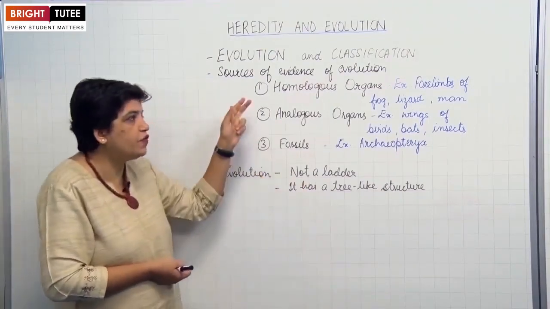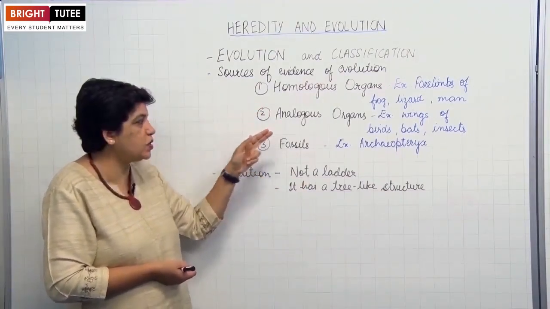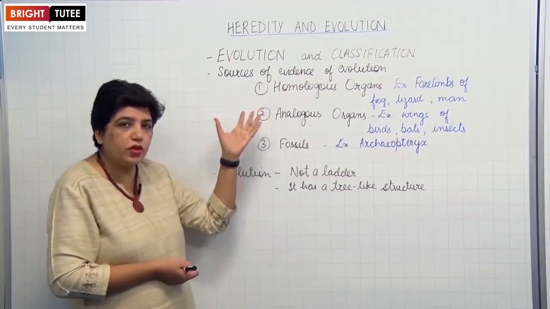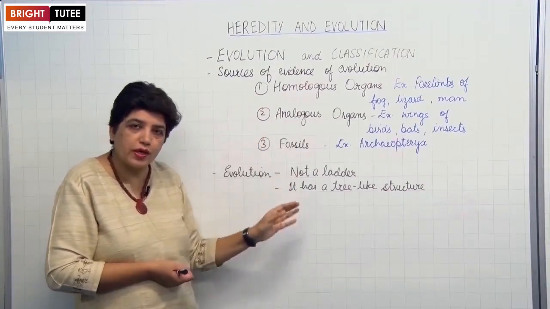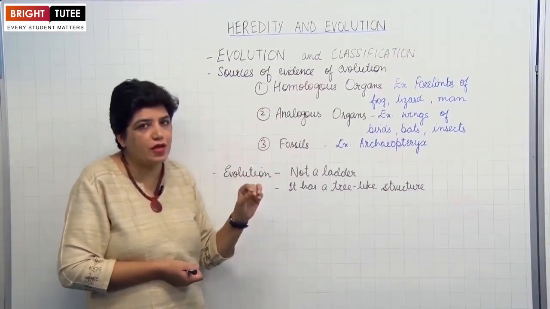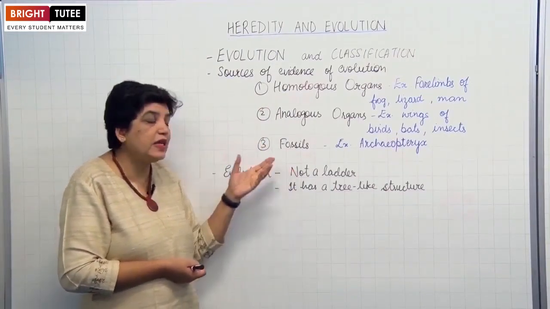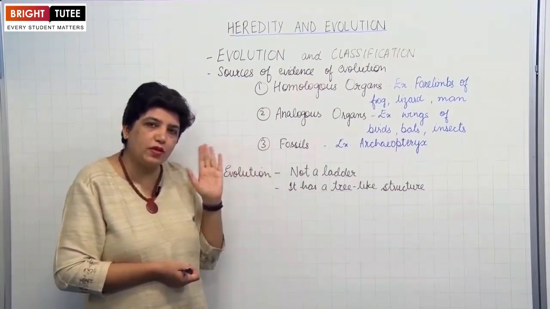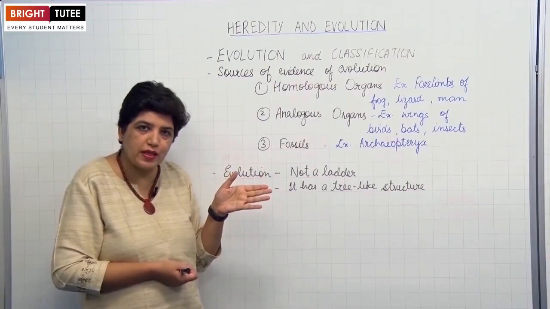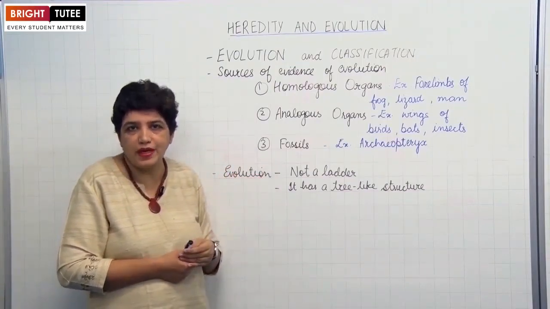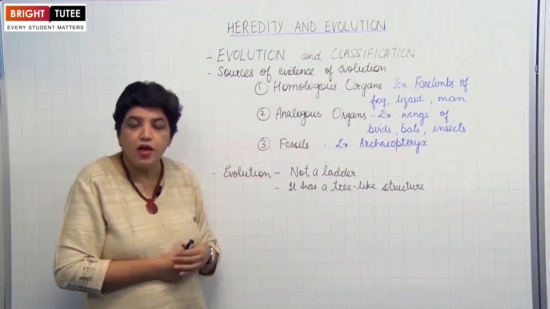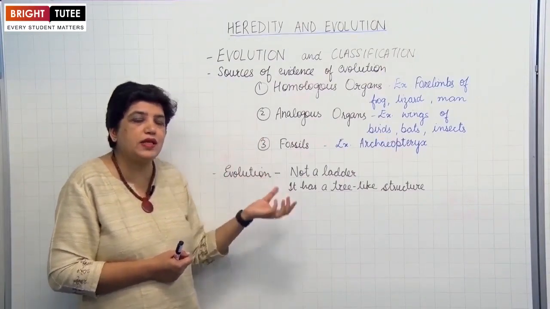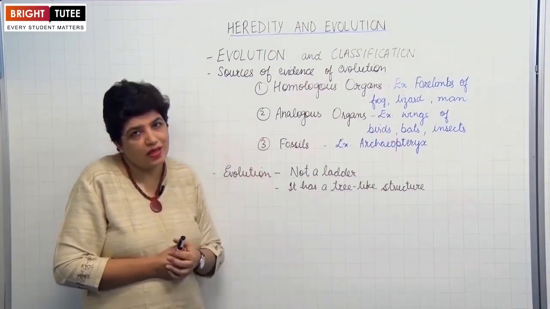So the presence of homologous organs, analogous organs and the study of fossils tells us that evolution occurred in a very slow and gradual manner. We can even find the age of a fossil by certain methods like carbon dating or radioactive dating. We can find how old a given fossil is. So all these studies tell us about the theory of evolution.